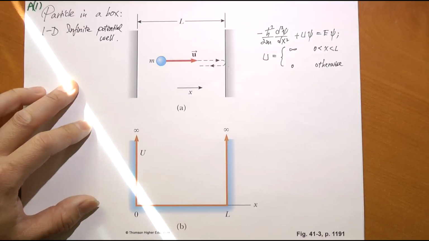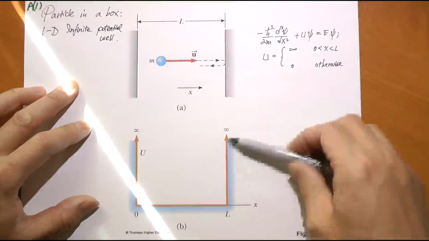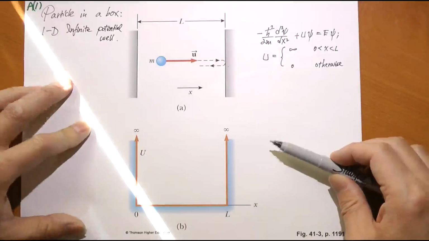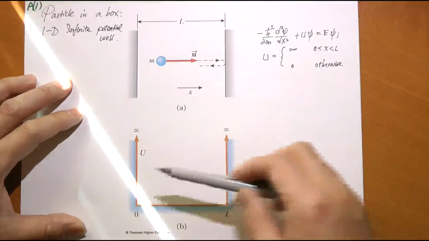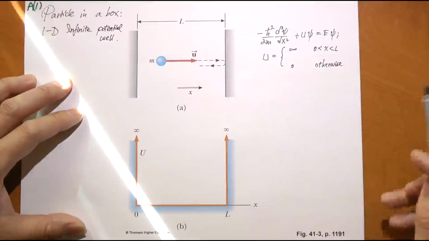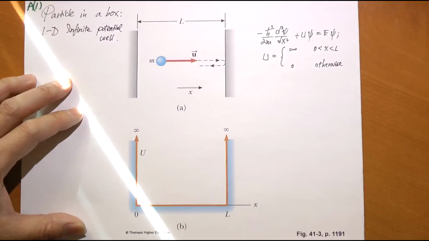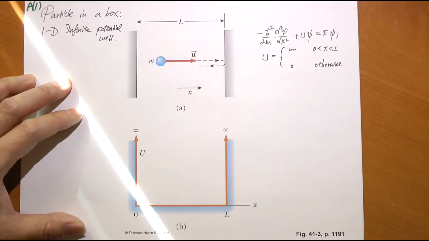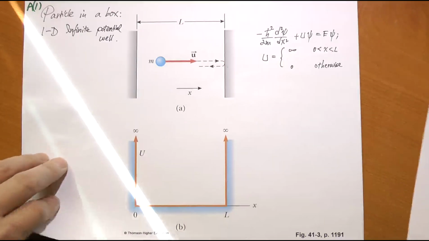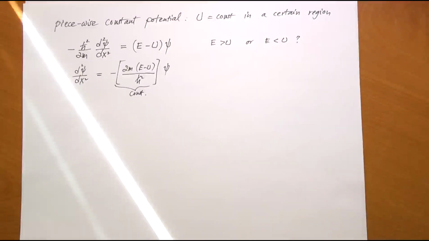Well, this type of problem is called a piecewise constant potential. What does that mean? It means the potential energy is not an overall constant in all of space, but when you separate the space into different pieces, different regions, then in every region the potential is a constant. For example, in this region, it is a constant which is equal to 0. It's called a piecewise constant potential. And let's see how we can solve this piecewise constant potential problem, the Schrödinger's equation.